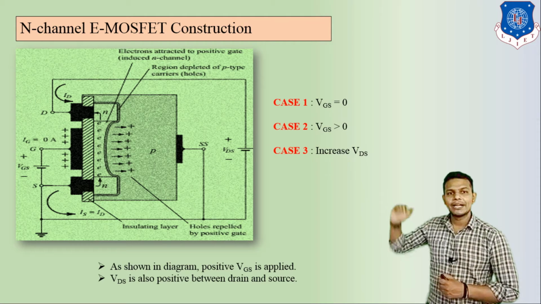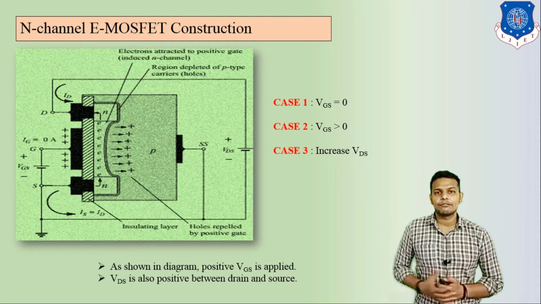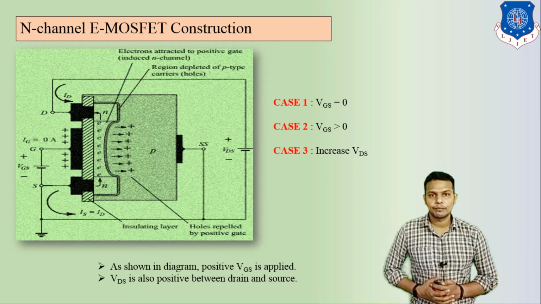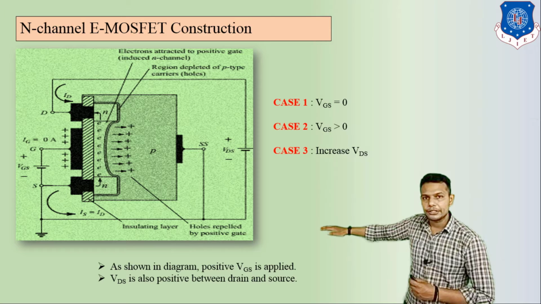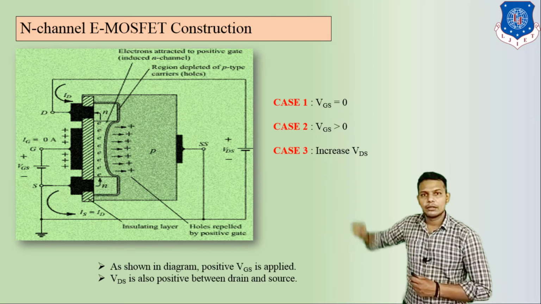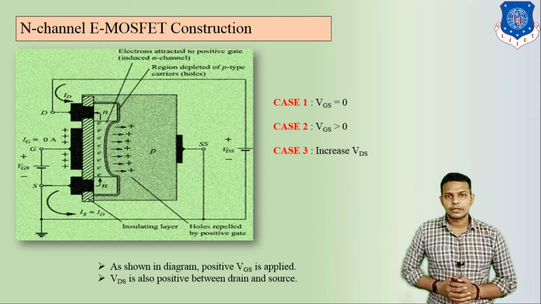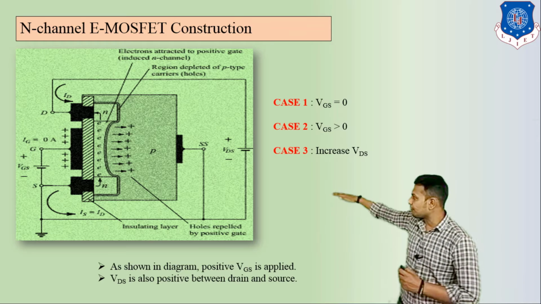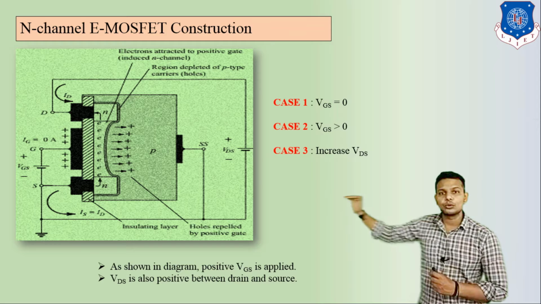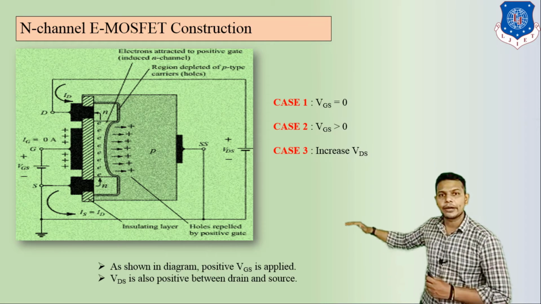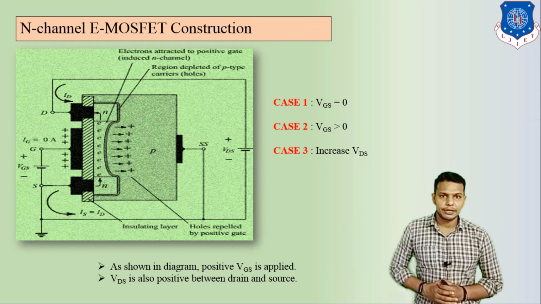Now let us discuss case number 2. If you apply VGS greater than 0, we connect a positive supply across the gate to source terminal. Here we can see the positive terminal is connected to the gate terminal, and the negative polarity is connected to the source terminal.